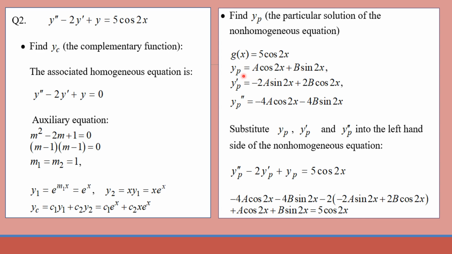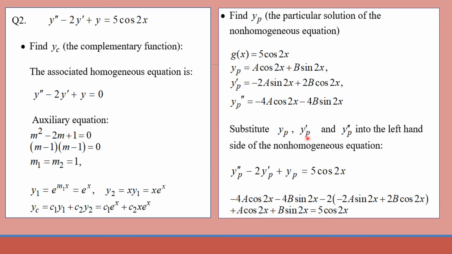Next step is to differentiate yp twice. So yp prime, after differentiating for the first time, we'll get negative 2a sin 2x plus 2b cos 2x, and differentiating it for the second time, we'll get negative 4a cos 2x minus 4b sin 2x.